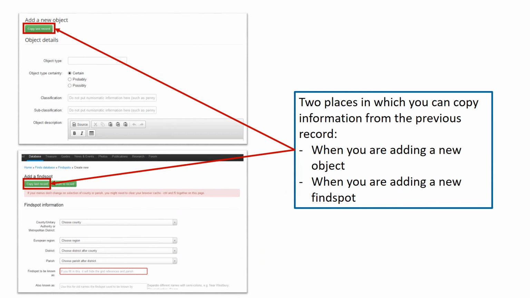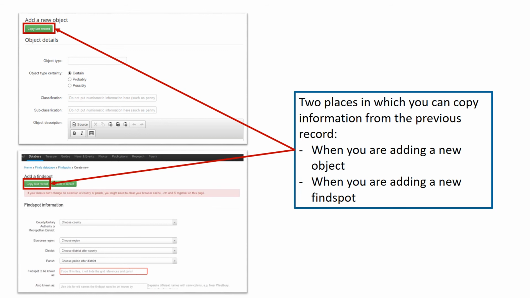There are two places on the database where you can copy information from a previous record: when you're adding a new record and when you are adding a new Findspot. On both forms, there's a green button at the top on the right-hand side labelled Copy Last Record. Clicking this button will copy all of the relevant information from the previous record into a new record. So if you click it on the Add New Object form, it will copy all of the object information across, and if you click it on the Findspot form, it will copy all of the Findspot information over.